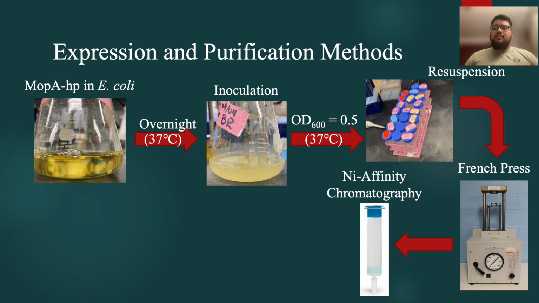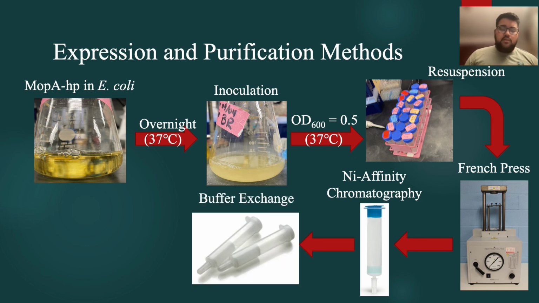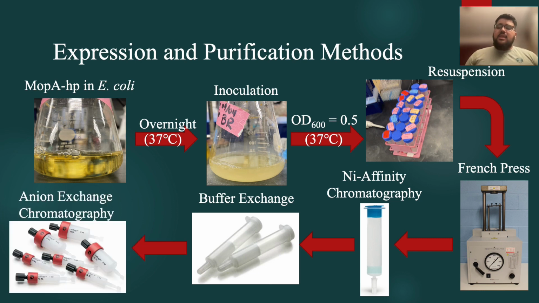First, I run my samples through a gravity nickel affinity chromatography, and my elutions I run through a PD-10 desalting column to remove the imidazole and conduct a buffer exchange. This new buffer contains HEPES, sodium chloride, and glycerol. And lastly, my elution is run through an ion exchange chromatography column by hand to see if the protein will bind, and we also included avidin as a molecular crowding agent to help maintain the activity of the protein.